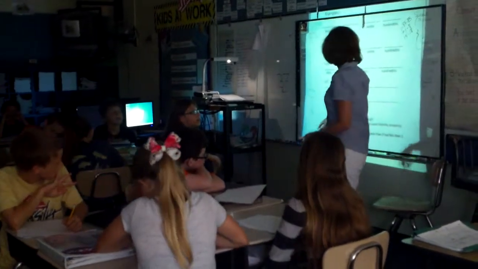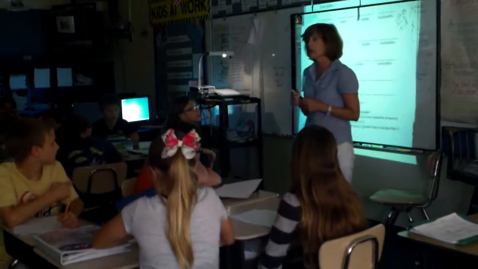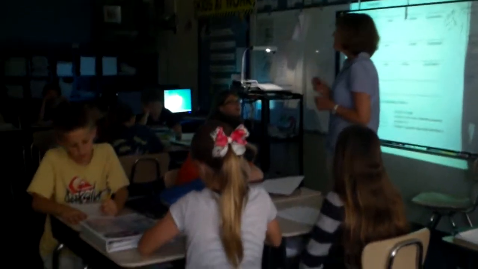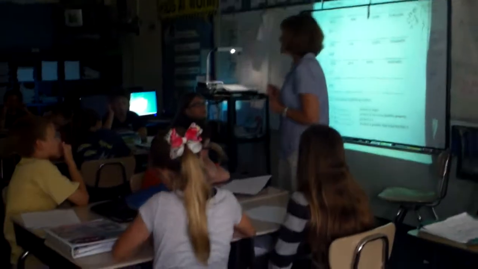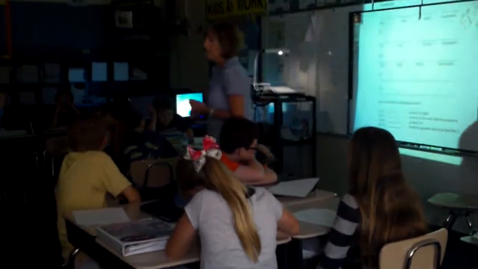It's always going to be that number. 1 times any number is that number, right? They call that the identity property of 1. 1 times any number is that number.